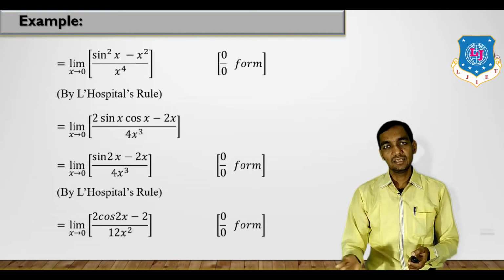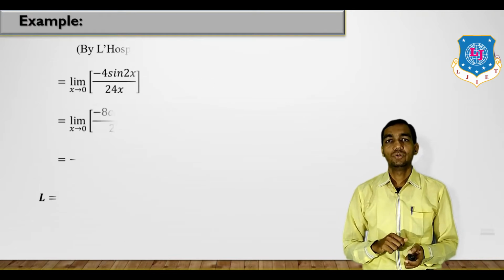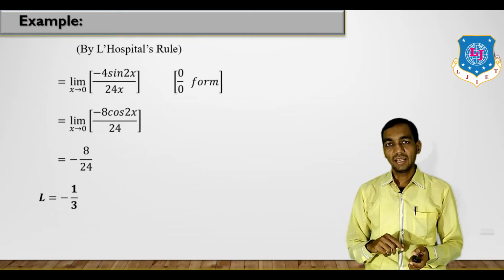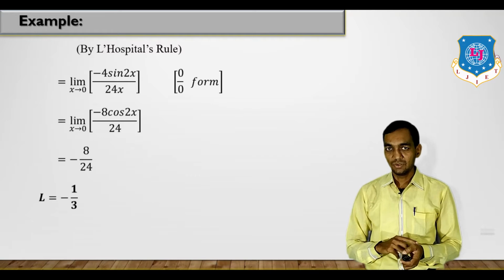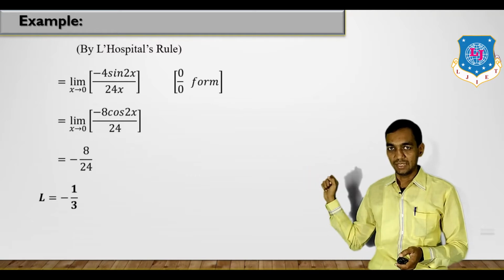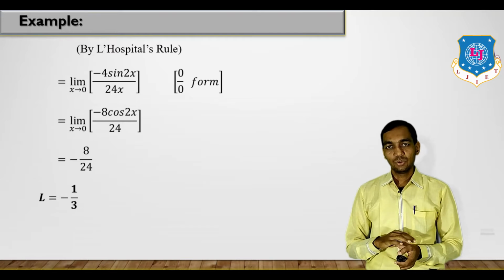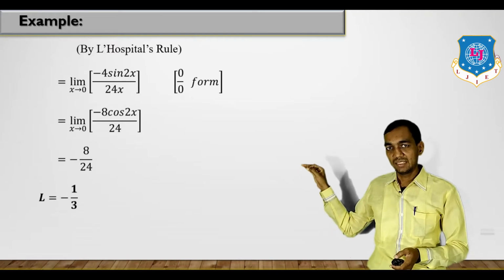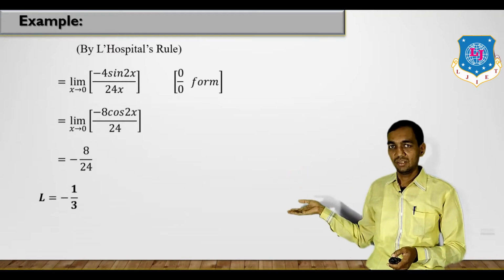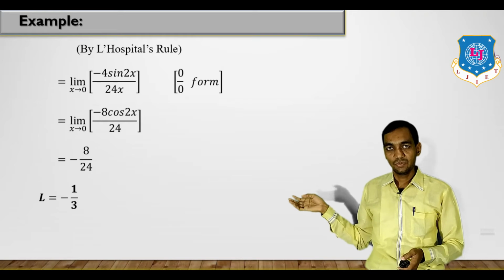And it is again a 0 by 0 form. So again applying L'Hopital's rule, that will give you minus 4 sin 2x divided by 24x. So if you put the limit, then sin 0 has a value 0, the denominator is already 0, so it is 0 by 0 form.